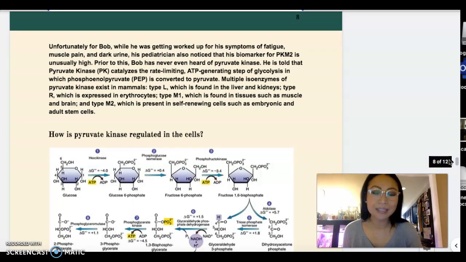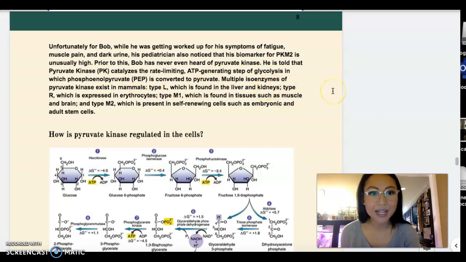Unfortunately for Bob, while he was getting worked up for his symptoms of fatigue, muscle pain, and dark urine, his pediatrician also noticed that his biomarker for PKM2 is unusually high. Prior to this, Bob has never even heard of pyruvate kinase. He is told that pyruvate kinase catalyzes the rate-limiting ATP-generating step of glycolysis, in which phosphoenolpyruvate, PEP, is converted to pyruvate.